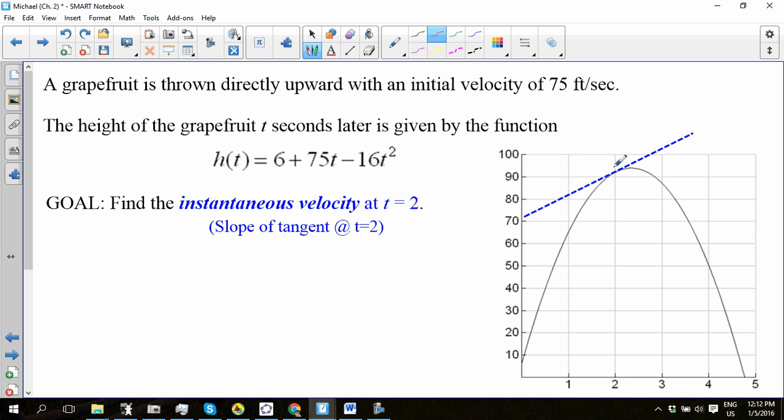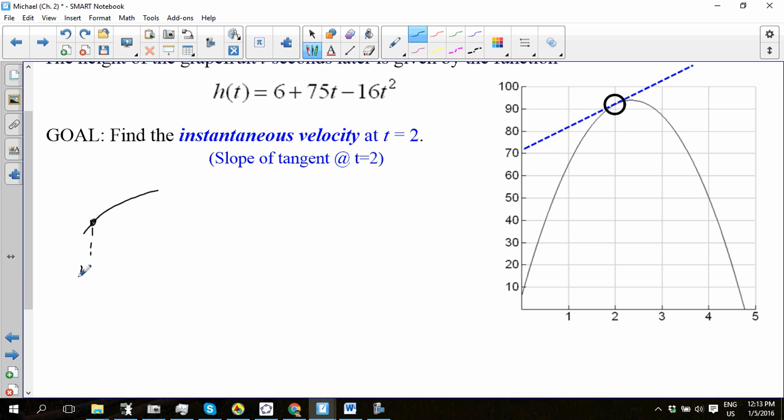Well, we're going to zoom in right there. And let's say we're really, really zoomed in so that we're still taking a secant slope, zoomed in, and I'm going to draw a little picture of what we're looking at. And let's just say that this is t equals 2, and let's say this is t equals 2.001.